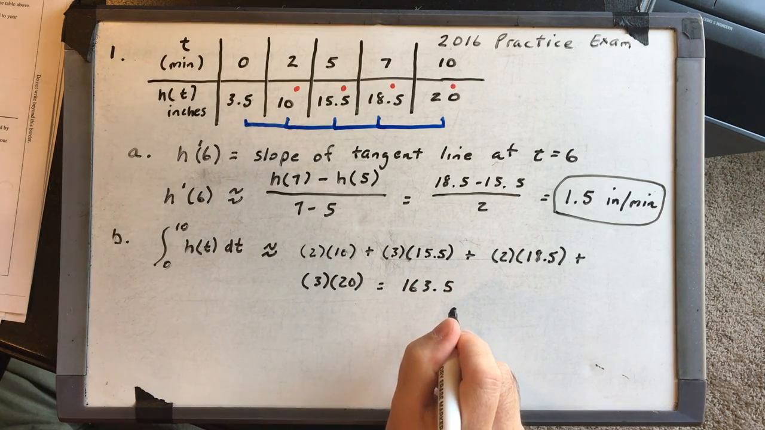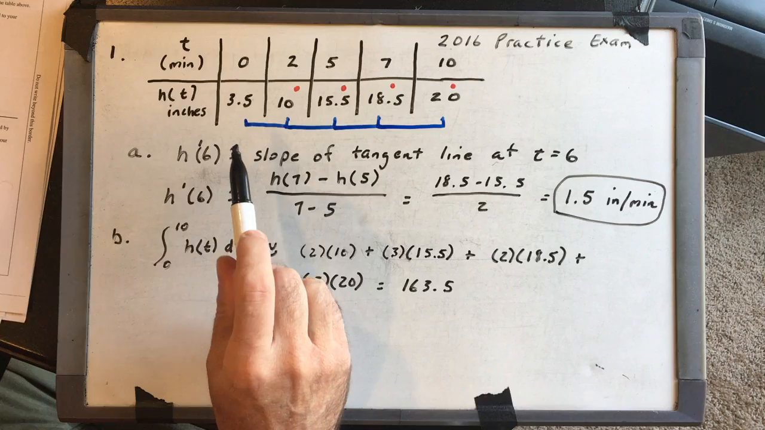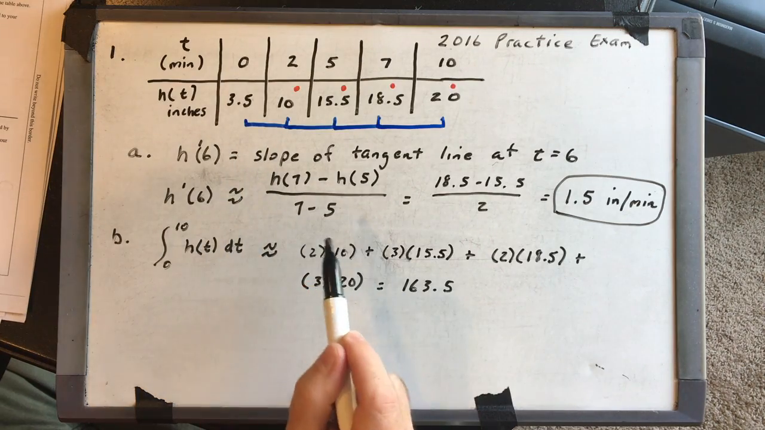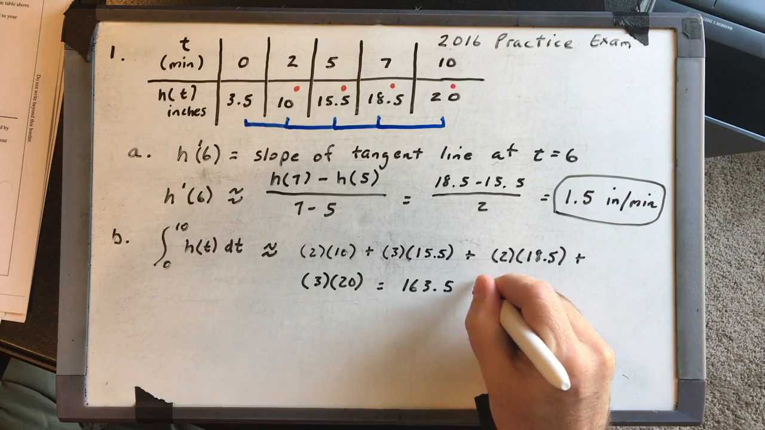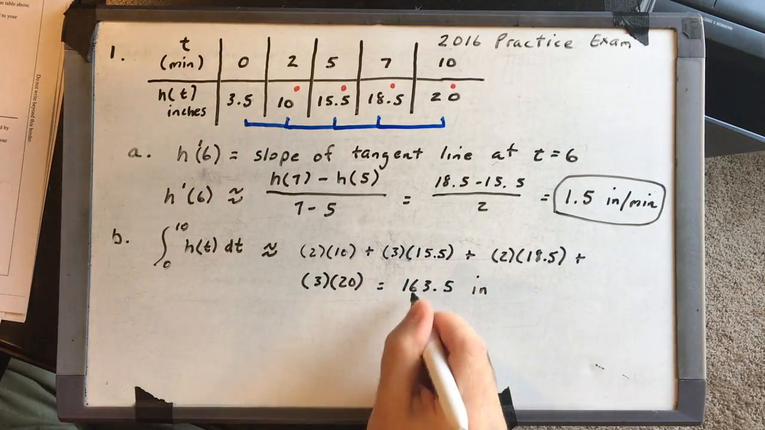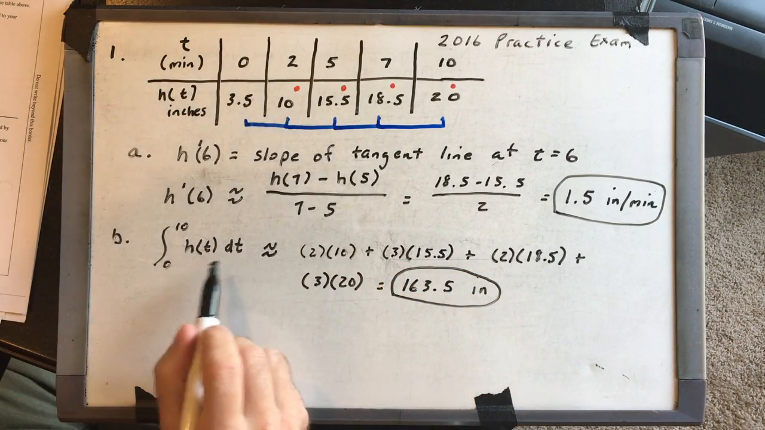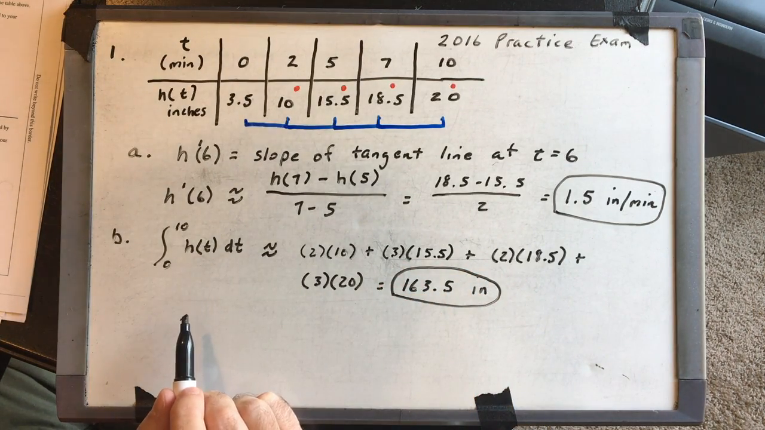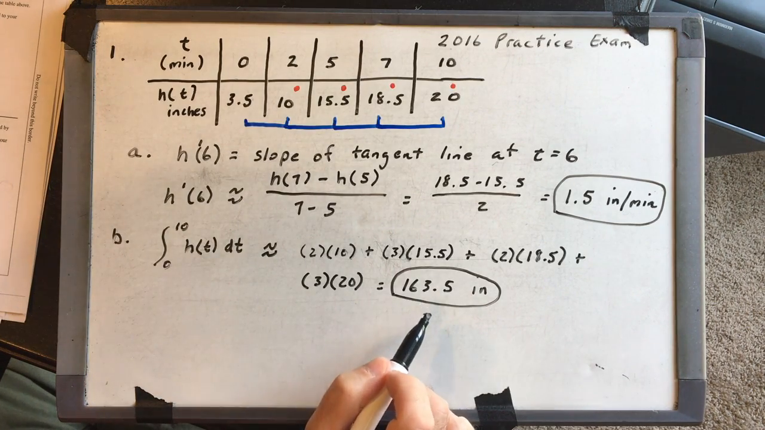Okay, so what is the unit going to be on that? Well, that's going to be the total height, right? Total number of inches. So we're summing up all the heights from 0 to 10. That's how much water is in the tank.